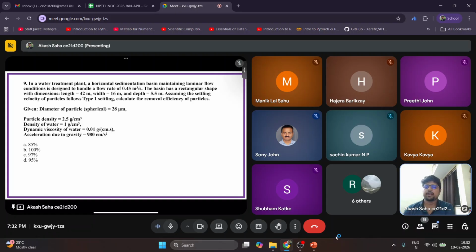Okay, so you have to find out the percentage of the removal efficiency. We have a set of data pertaining to the basin, the sedimentation tank, and a set of data pertaining to the type of particle that is being settled. Based on those two pieces of information, we can find out how much of the particles will be removed from the system. So it's a three-step process.